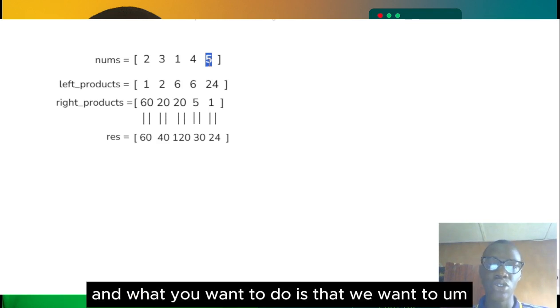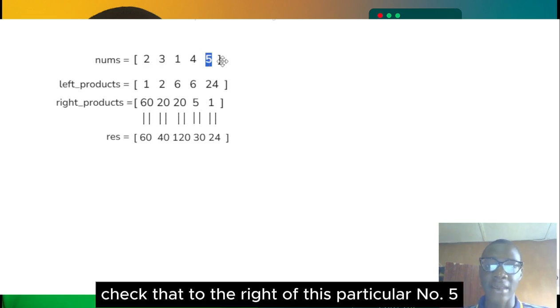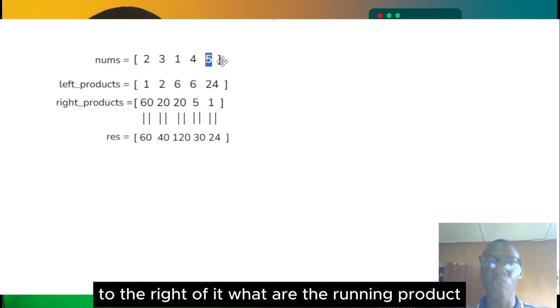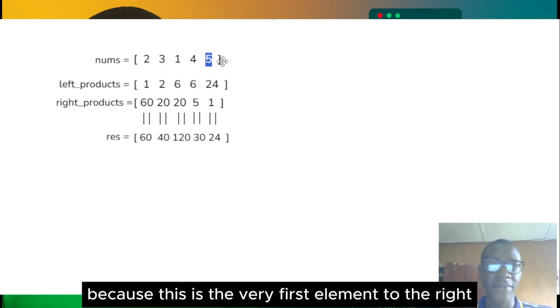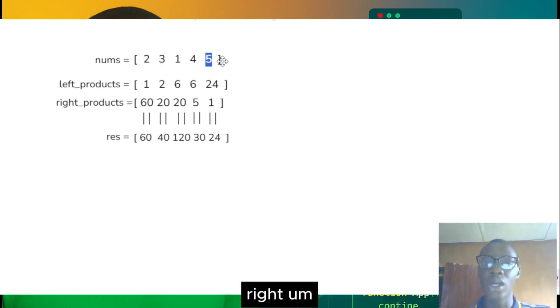And what we want to do is check, to the right of this particular number 5, what are the running products? There's no product actually, because this is the very first element to the right.